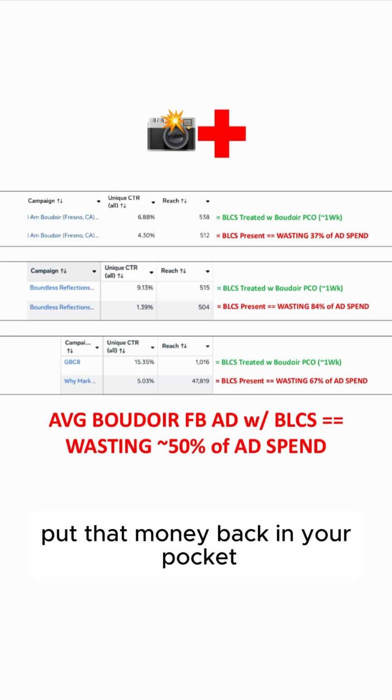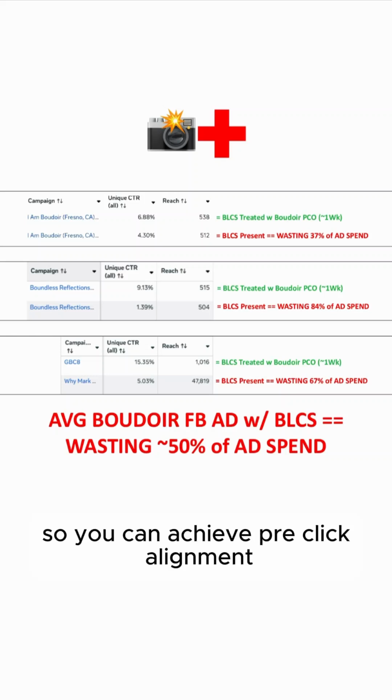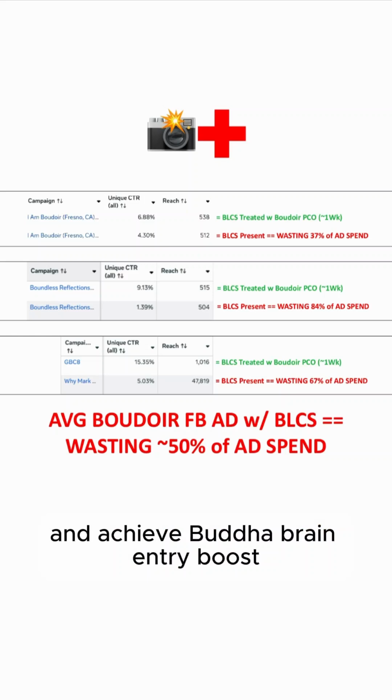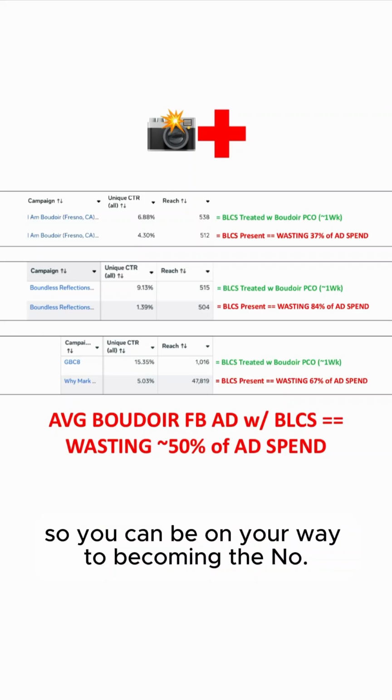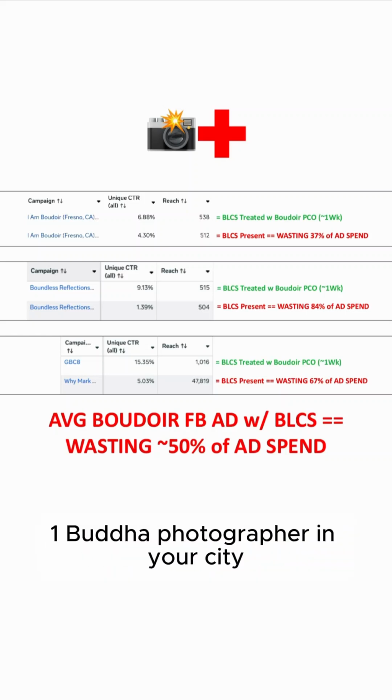Put that money back in your pocket so you can achieve pre-click alignment, become a dominant Boudoir advertiser, and achieve Boudoir brain entry boosts with your Boudoir Facebook ads, so you can be on your way to becoming the number one Boudoir photographer in your city.